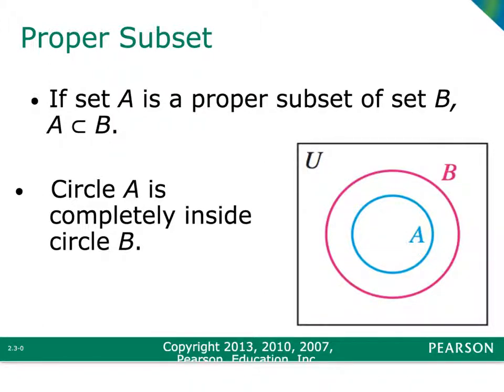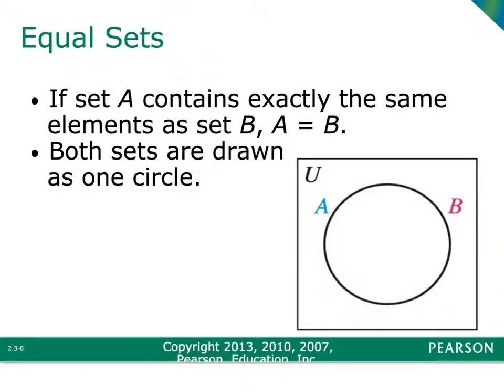This diagram where you have the circle inside of another circle represents a proper subset. So remember, in order to be a proper subset, all of the elements in set A have to be contained in set B, but A and B are not equal. So notice that subset A is a little bit smaller than B. So that's an example of a proper subset.